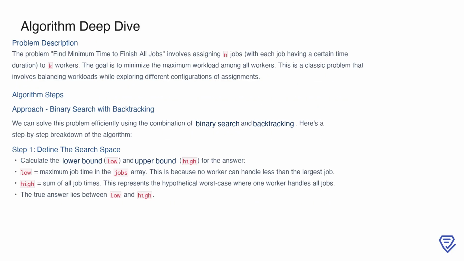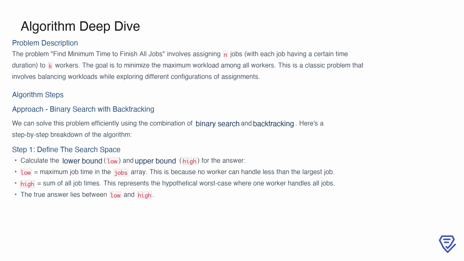The problem "Find Minimum Time to Finish All Jobs" is a classic workload balancing challenge. Here, we need to assign n jobs, where each job has a specific duration, to k workers in such a way that the maximum workload assigned to any worker is minimized. This essentially means we are trying to distribute the jobs as evenly as possible, but we must ensure that no worker's workload exceeds a certain threshold.